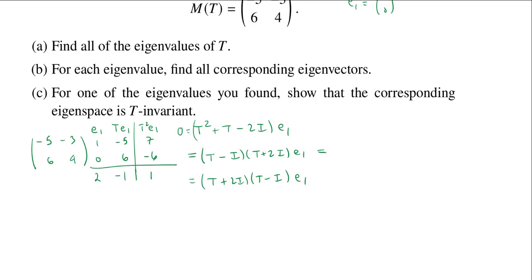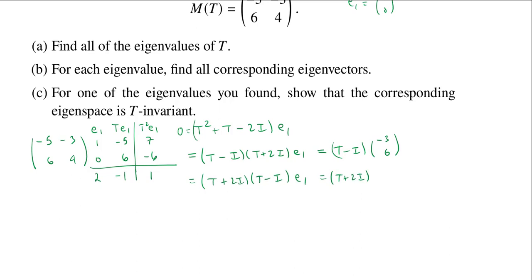I'll keep going one more step here. If I apply T plus 2I to E1, then I can get TE1 and 2E1 by just taking combinations of these columns. In the first component, I have -5, and then 2E1 would give me 2 more. So -5 plus 2 is -3. In the second component, the T is 6, and 2 times 0 is 0, so I just get a 6 here. And then down here, I have T plus 2I.